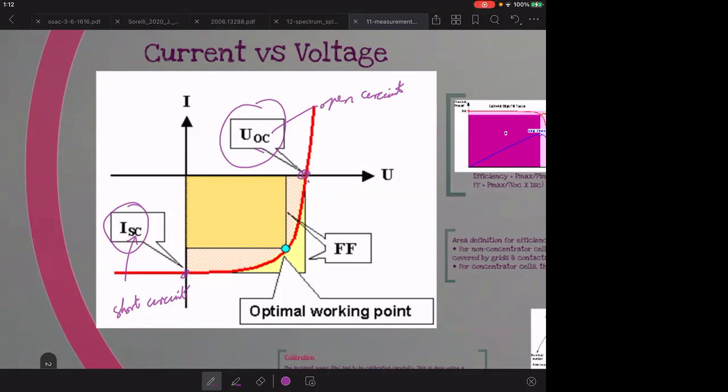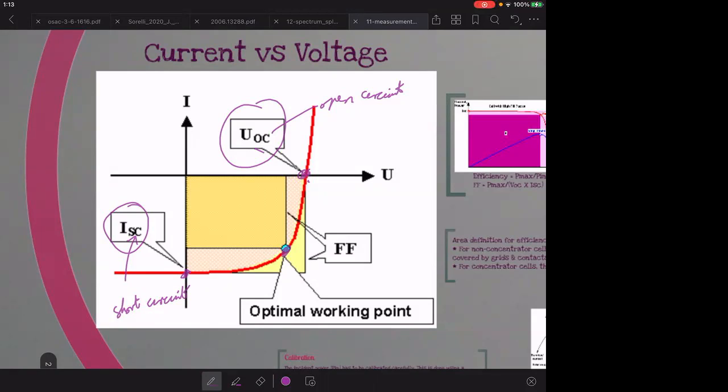And in between, either of these situations is bad. You don't want to operate in those situations because here there's no current, so power is 0. Here there's no voltage, so the power is 0. So you want to be in between, and the optimal working point in this example is somewhere here, which is where you get the maximum power.